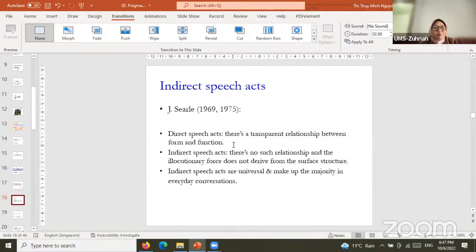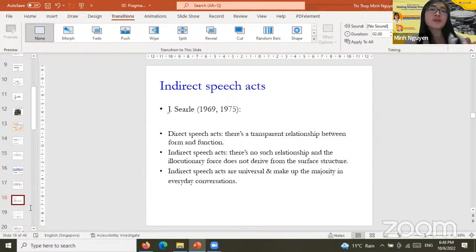He also says that indirect speech acts are universal, meaning they exist in every language, in every culture, and they make up the majority of everyday conversation. So what he says is, in everyday communication, we rely on indirectness to communicate our communicative intentions, our pragmatic meanings, rather than using direct forms. Okay, so it sounds a bit abstract, but I'm going to give you some examples to understand them better.